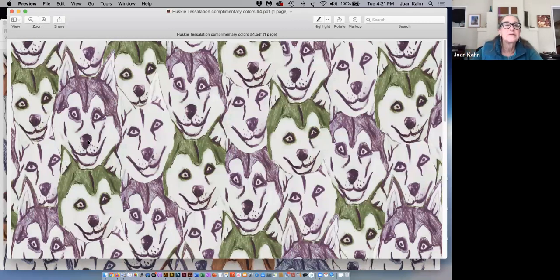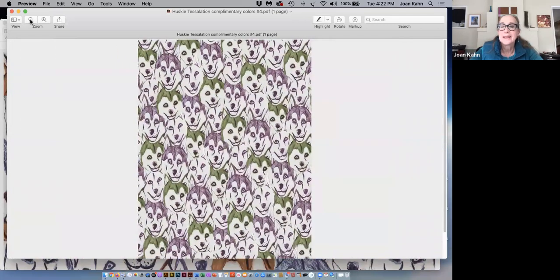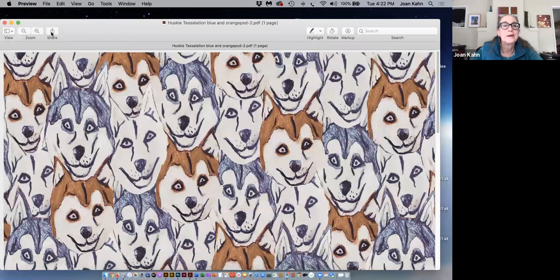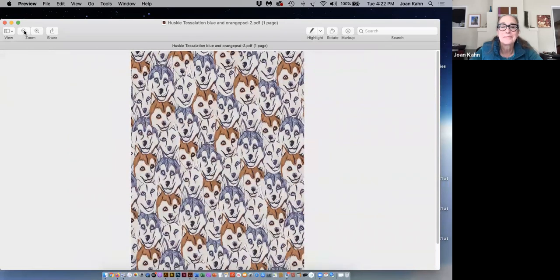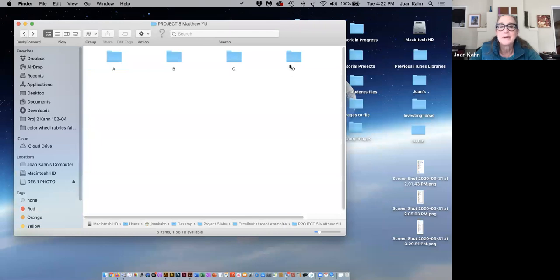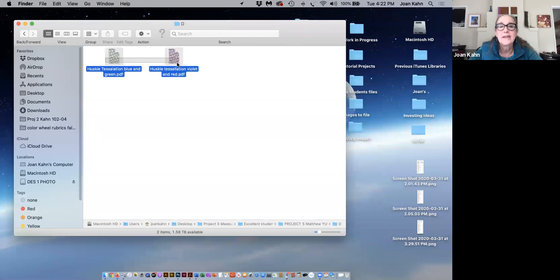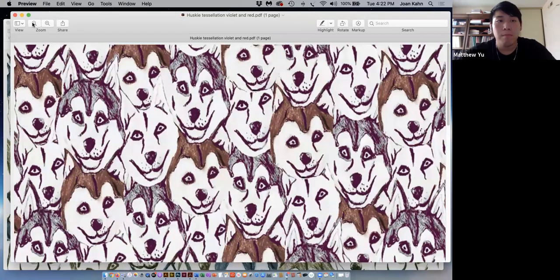So here are his funny dogs in two complementary colors and two complementary colors. It's amazing how well they fit together. This would be great fabric. I always think of these as something that could be wallpaper or fabric or cut out of wood or a mosaic or something like that. And then here are his analogous ones.